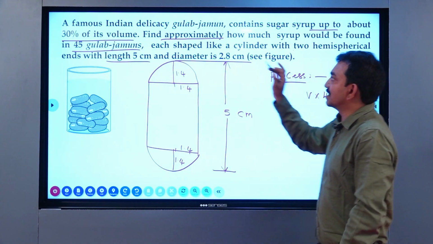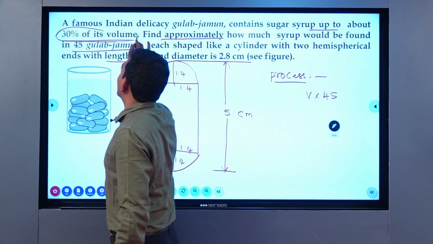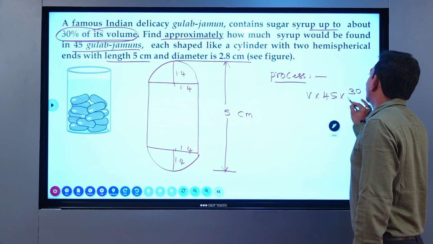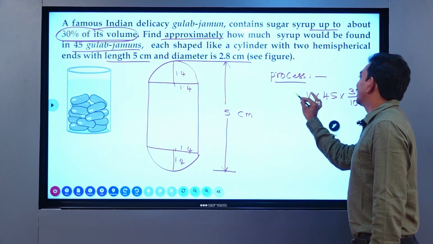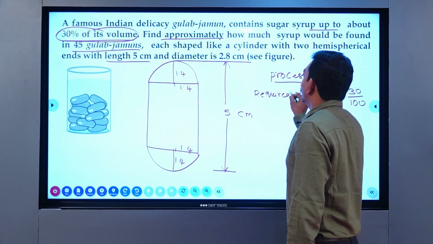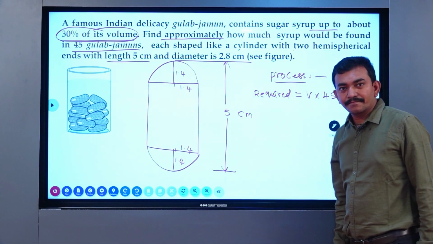But the sugar syrup is contributing only 30%, guys. So if you want to get your answer, you should be taking 30% of this. This is your required answer. This is your required sugar syrup.